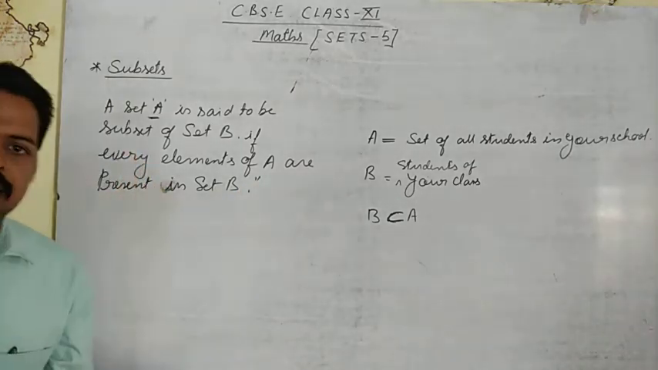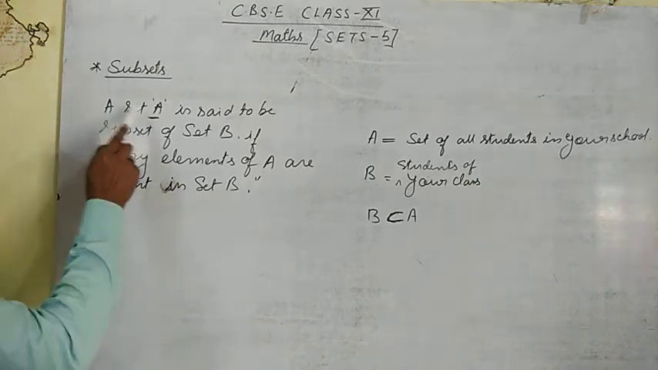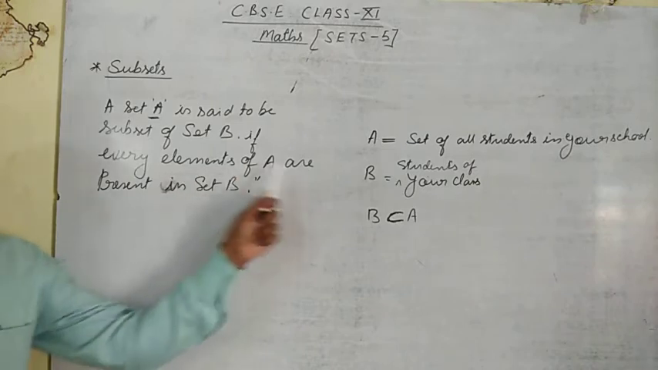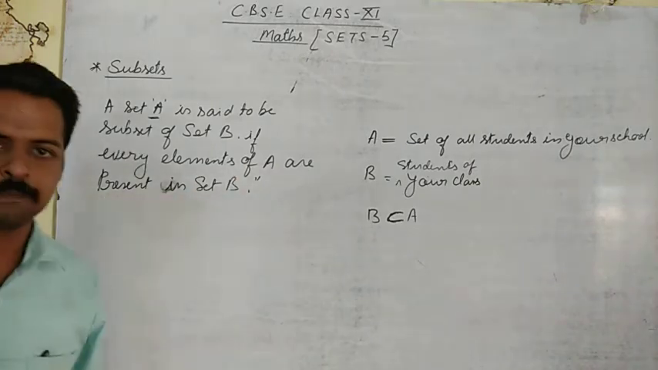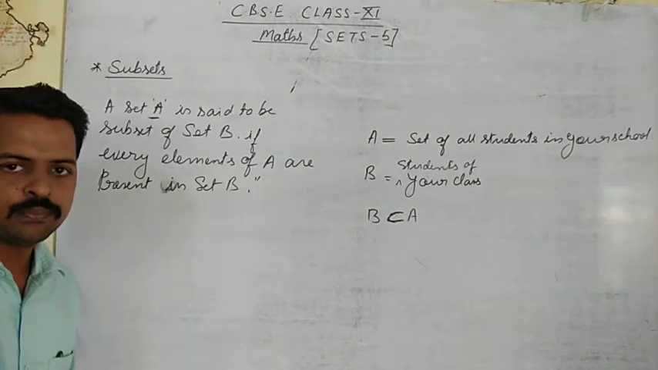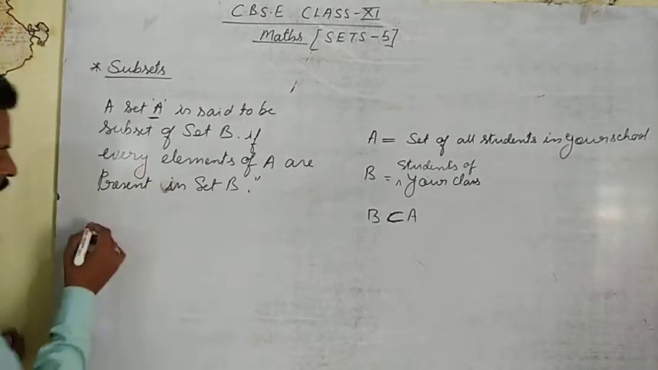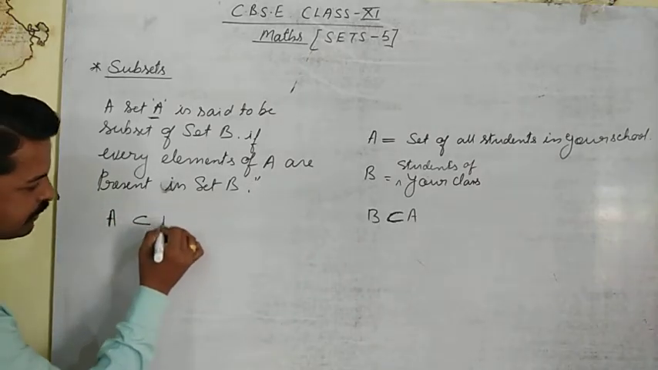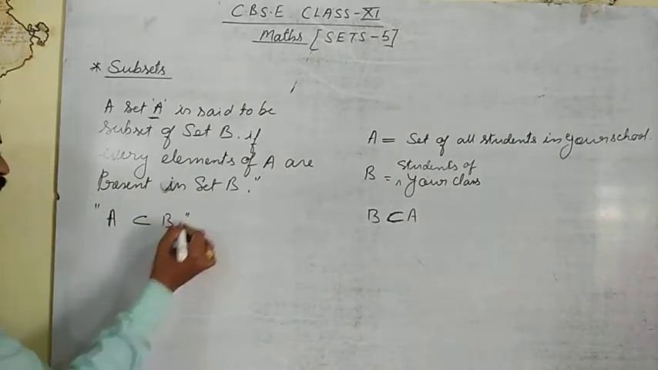I repeat the definition again. A set A is said to be a subset of set B if every element of set A is present in set B. Then we say A is a subset of B. I hope the definition is quite clear to you. How will we write this? In symbolic form, we will write A subset of B. This is the method of denoting.